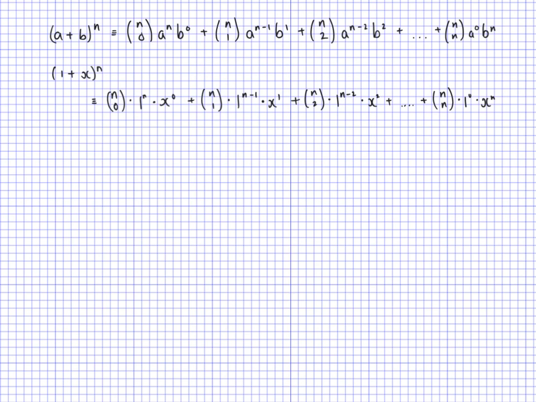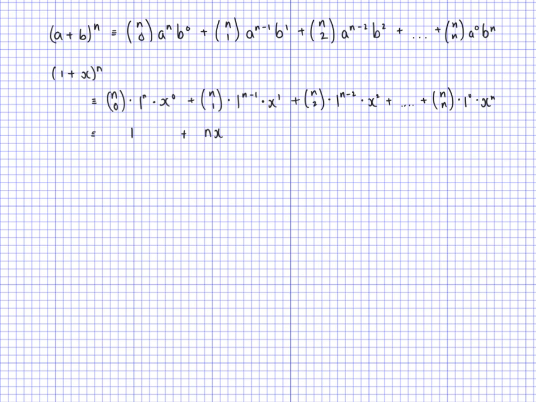So in this case I know that n choose 0 is 1, 1 to the power of n is 1, x to the power of 0 is 1. So this first term is 1. I will have 1 here plus, now n choose 1 is n times 1 to the power of anything is 1, and I'll have x to the power of 1, which is x. So I will have nx.